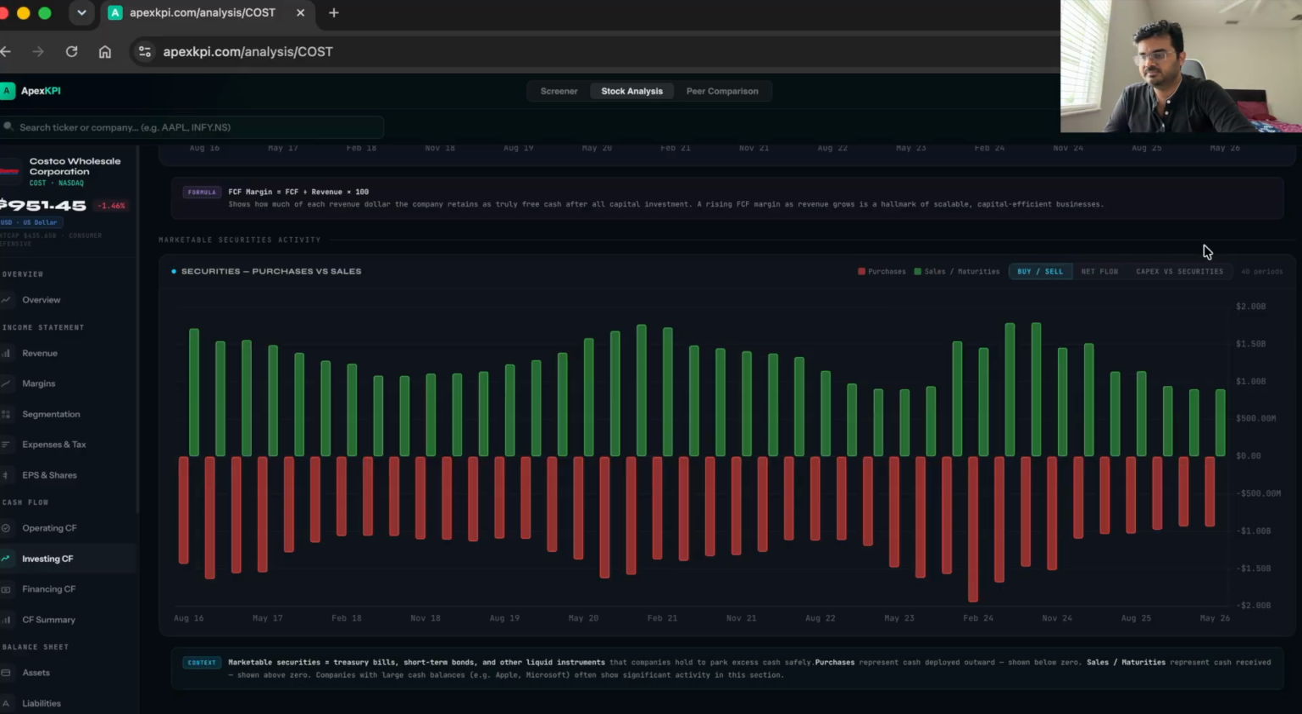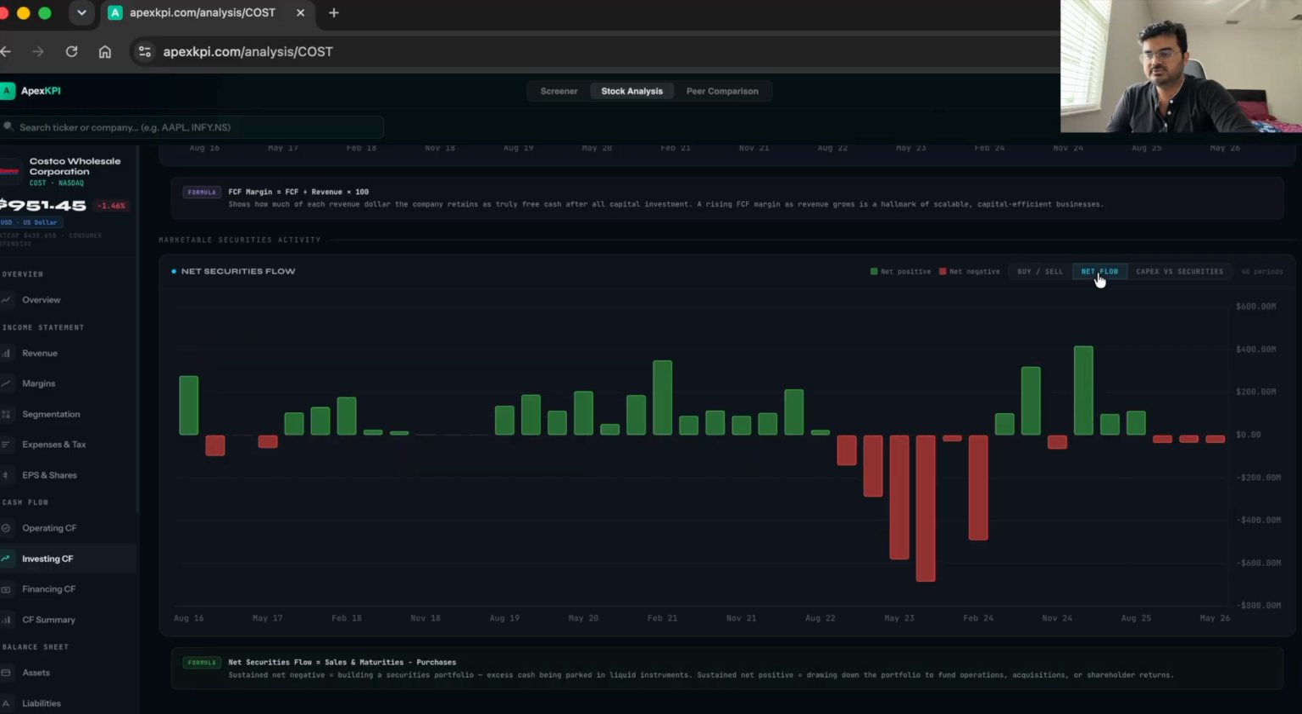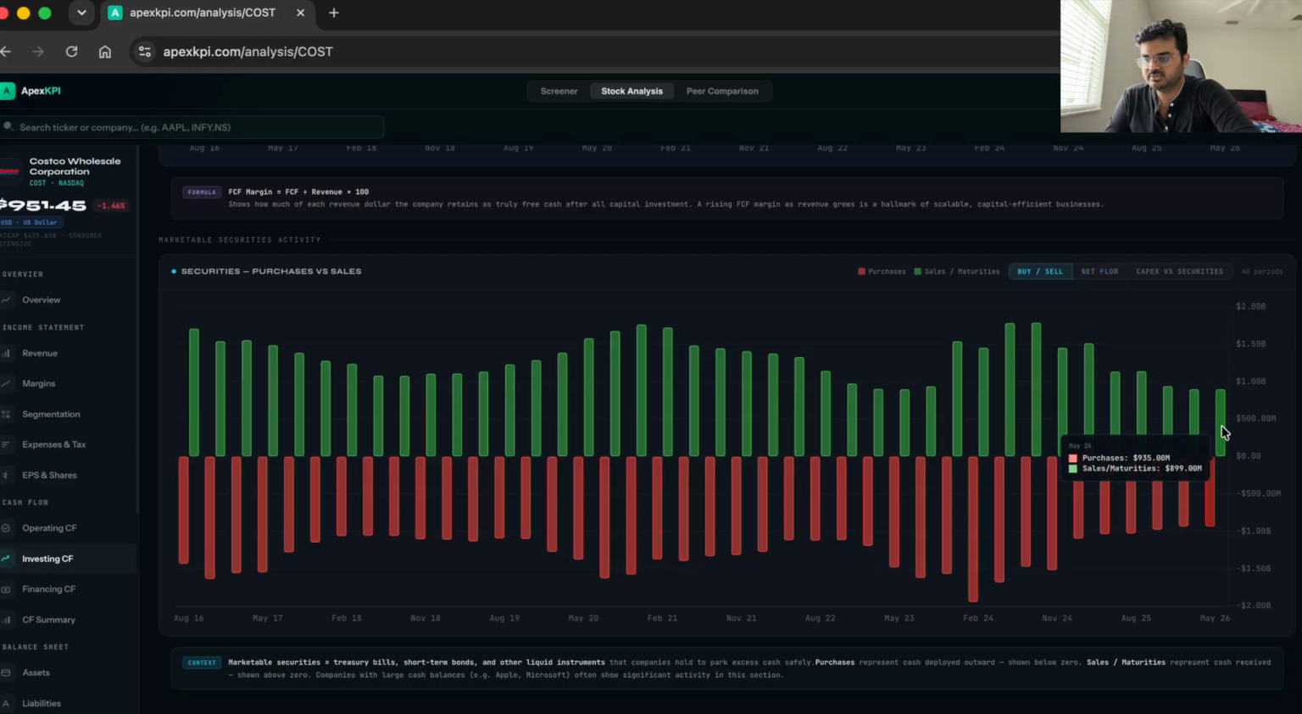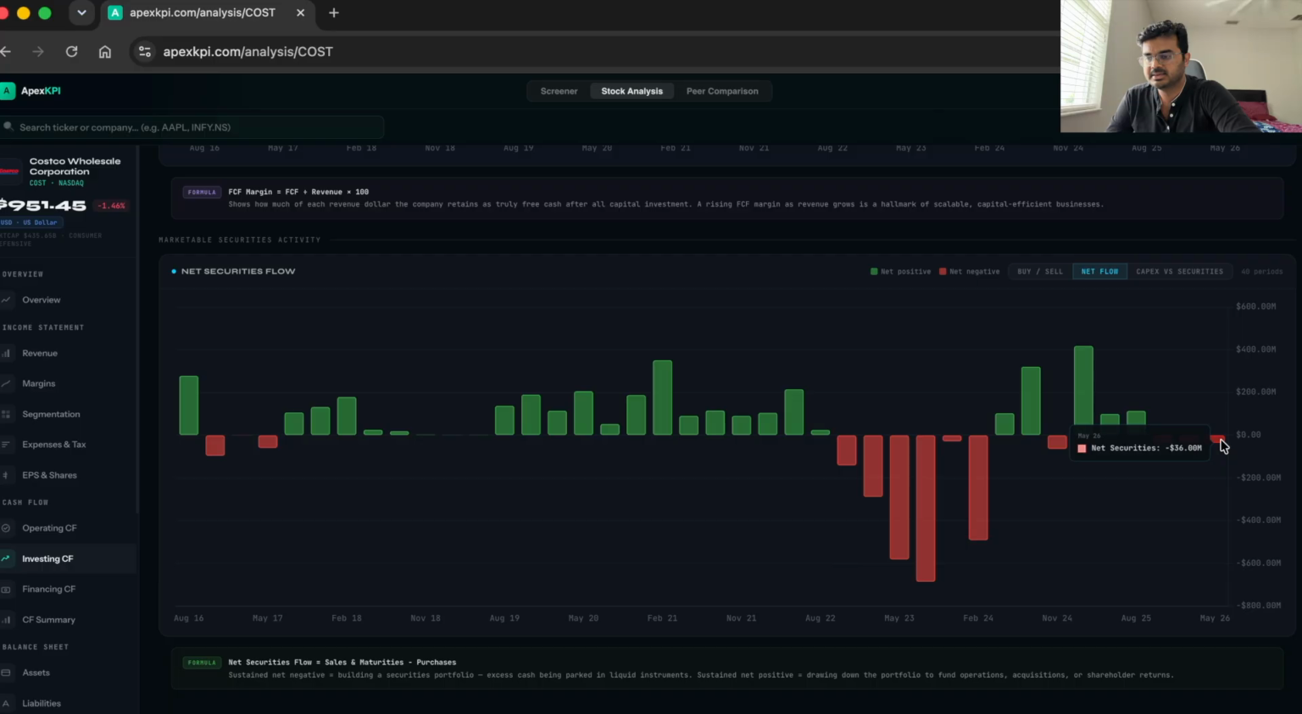And the next one, what I would like to see is the net flow. The net flow is how much they have purchased of the net securities, netted out with how much they have sold or matured. That is, in this chart, we could see they have purchased 935 million and they have sold or matured 899 million. That is, still they spent $36 million, which went out of the business into marketable security. That is the number which you would see here. That is 36 million during the time frame that went out of the business.